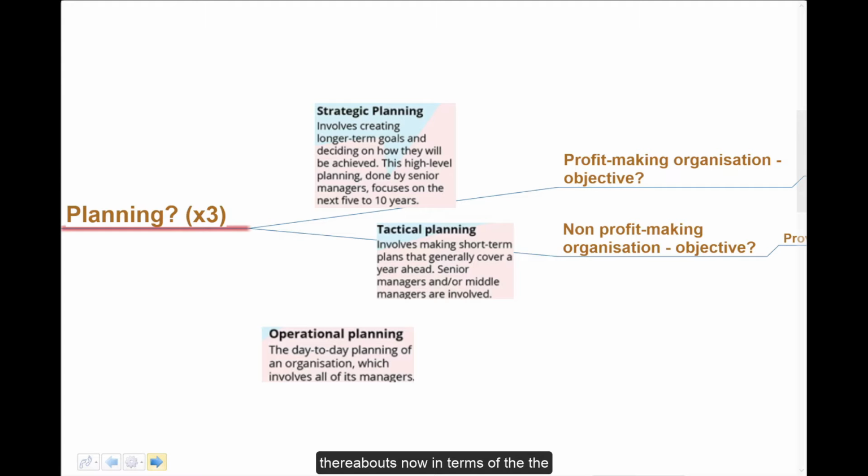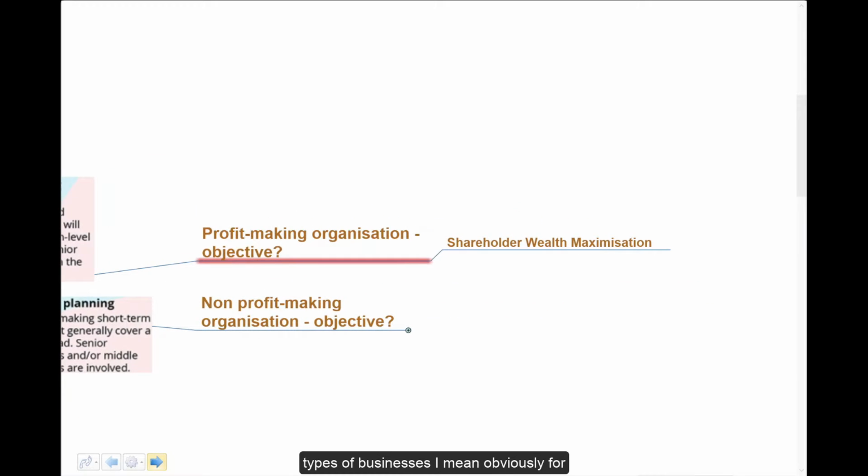Now, in terms of the types of businesses, obviously for profit-making organizations where profit is a priority, the core objective across the board in those 3 areas of planning, certainly for sure in the strategic area, sometimes called the corporate area, is shareholder wealth maximization. Now, what do we mean by that? We're saying maximizing wealth. Well, who's the shareholder? Well, shareholders are the owners, okay?